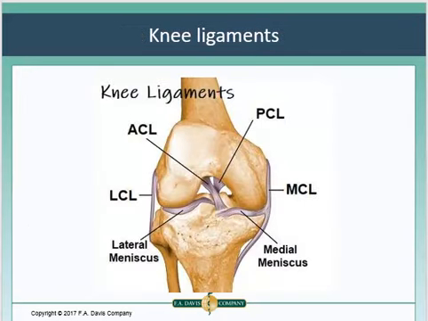This next slide is just a review. You should know these from anatomy, but the main ligaments of the knee, you have your medial and lateral collateral ligaments. Lateral collateral does go down and attach to the fibula. You have your anterior and posterior cruciate ligaments, which limit anterior and posterior translation of the tibia on the femur, or in a closed chain of the femur on the tibia.